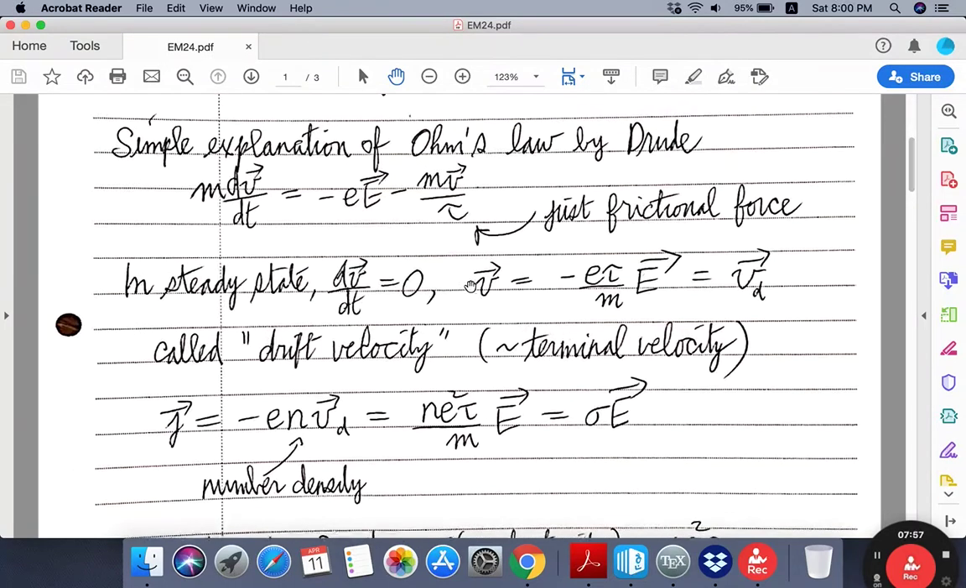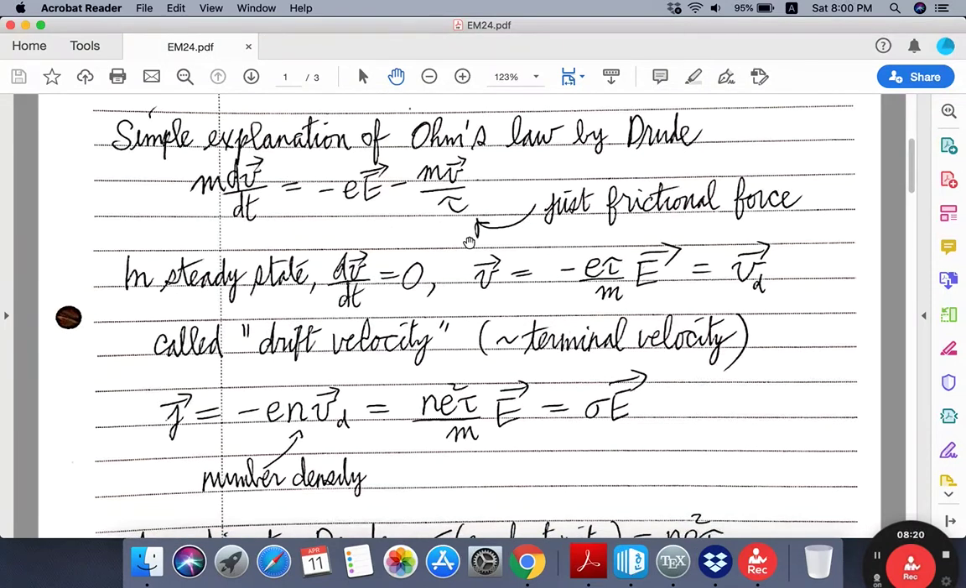Okay, so let's examine what exactly is the model set up by Drude to explain Ohm's law. As a matter of fact, this model by Drude is embarrassingly simple.